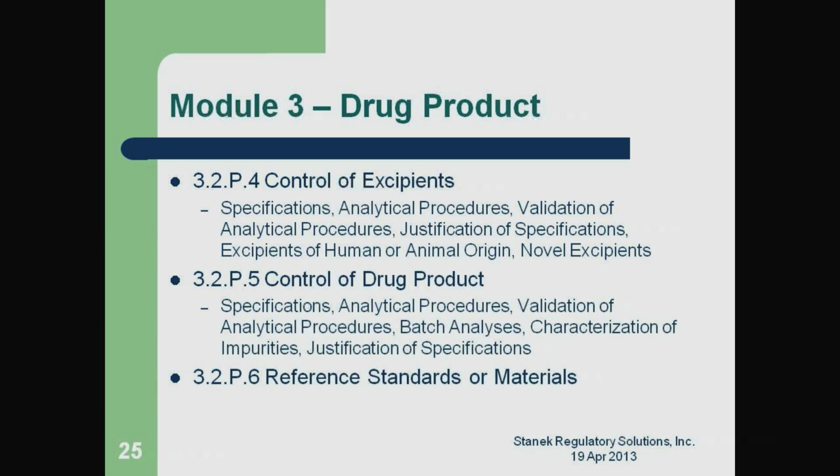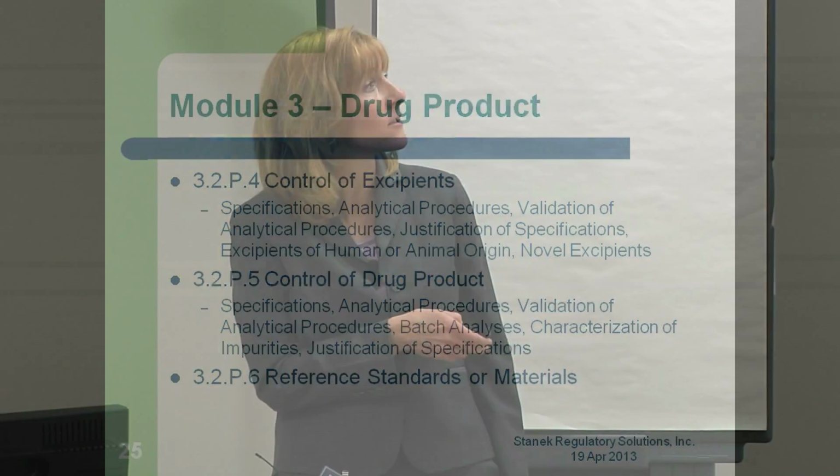3.2.P.5 would be similar to the 3.2.S.4. This would be for a drug product. Again, your specifications, your analytical procedures, your validations, batch analysis. Sometimes there are impurities that aren't inherent to the API. They might be coming from an interaction with an excipient, so there's a section for impurities that may be different than would be stated in the drug substance section. They also have a reference standards section that they need to include, because again, there may be different reference standards that they need to use just based on their particular drug product.